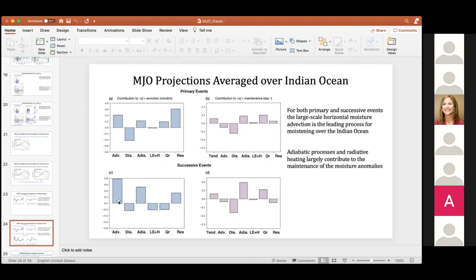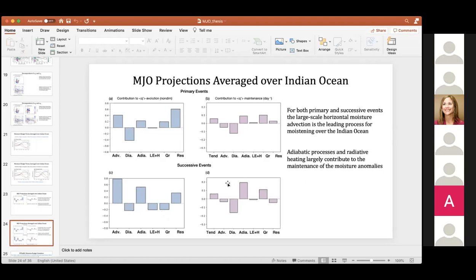In the evolution, we see advection is the largest contributor and it is larger than the residual here. And we also see, again, that adiabatic processes is the second leading term. But a big difference between the two is the QR contribution. In primary, it's positive, and in successive, it's negative. And we hypothesize this might have to do with the shape of the convection.